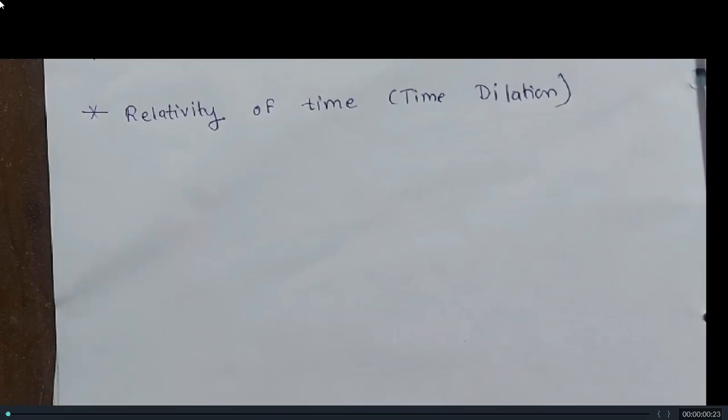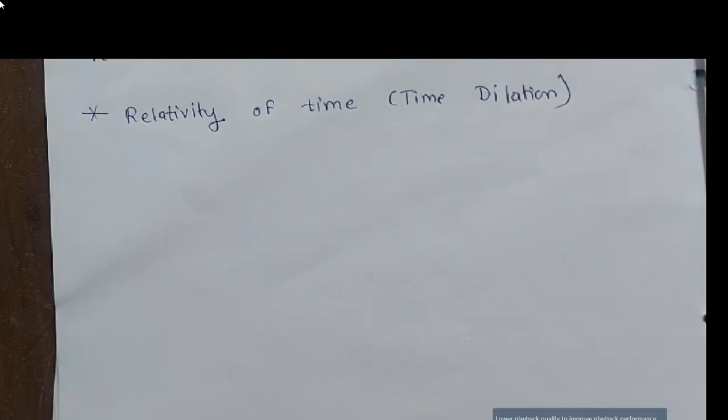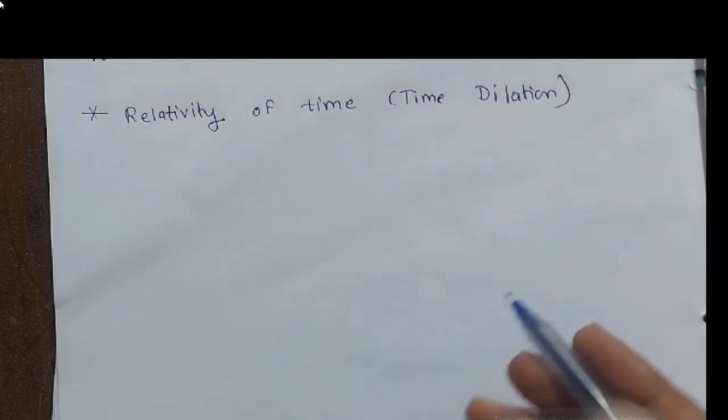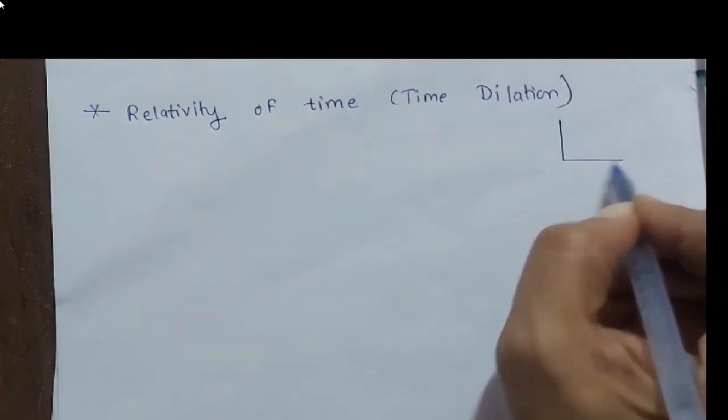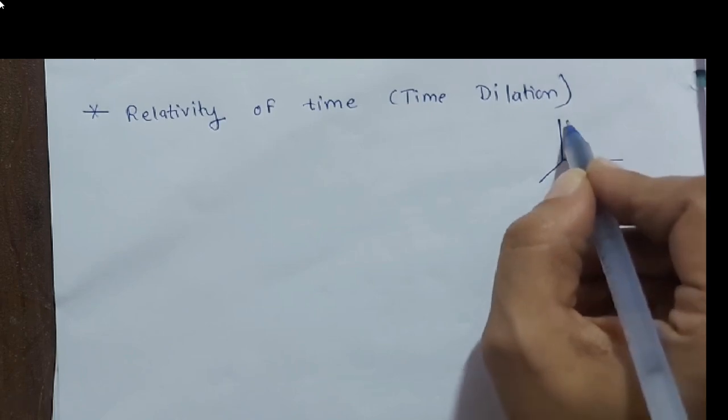Hello students, today we are going to see relativity of time. Another name for relativity of time is time dilation. Time क्या होता है? Dilute होता है, dilation. So let us see. हमने as usual दो frames consider किए हैं, S and S dash frame.